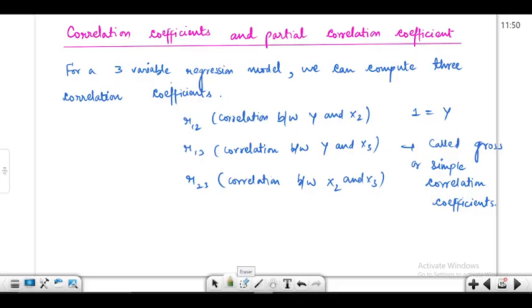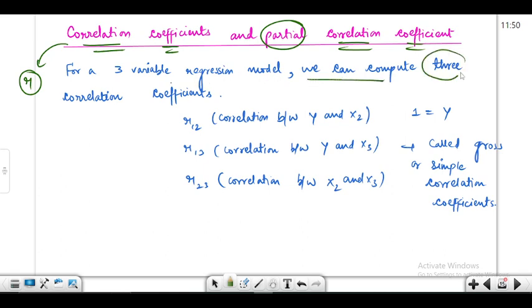Hello everyone, welcome back. So, today's topic of discussion is correlation coefficients and partial correlation coefficients for the three variable model. We already have the idea about the correlation coefficient. We know that it is denoted by small r, right? In the case of the three variable model, we can compute three correlation coefficients, and they are denoted by these three notations.